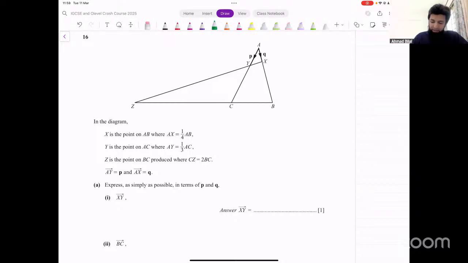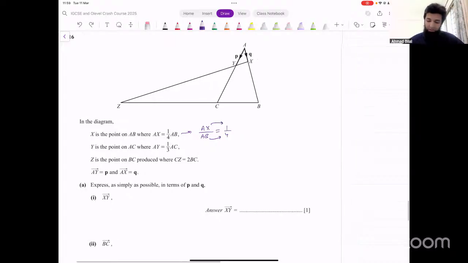AX equals 1 over 4 times AB. Now, let's write it in proper form, and that will make it easier to understand. AX over AB. What is that? That is 1 over 4. That means if AX is 1, then AB is 4. Okay. If AX is 1, then AB is 4.